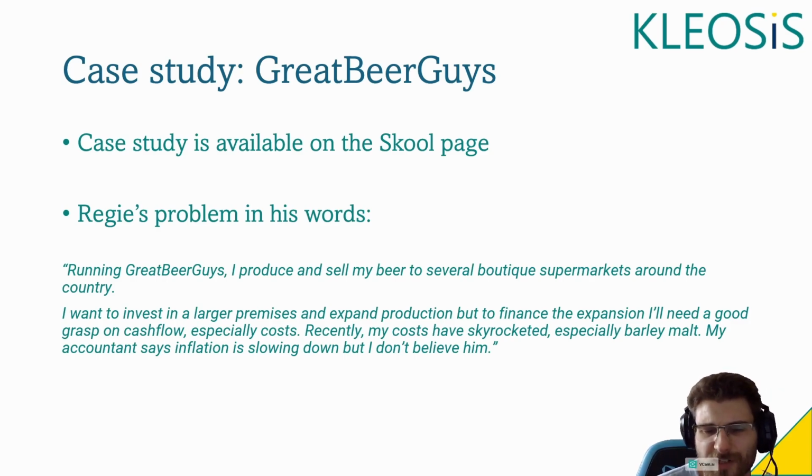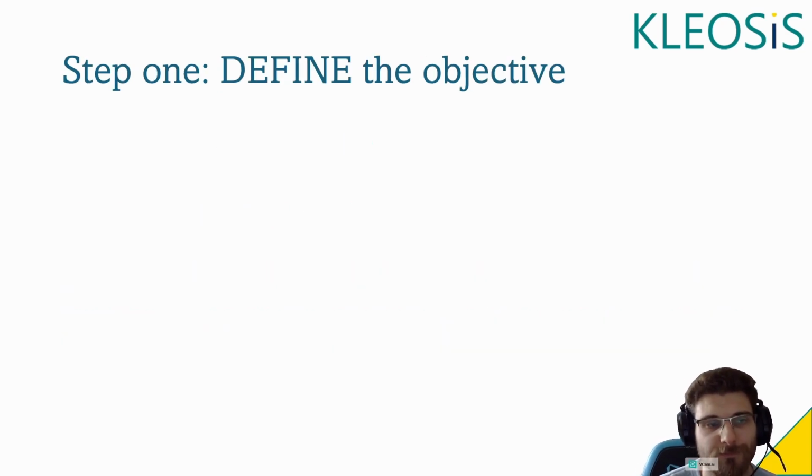And kind of recently, Reggie's been finding that his costs, especially barley malt, have really started to increase. We kind of saw this during the end of 2021, right? There was a shipping container crisis, and prices of all commodities went absolutely ballistic. But anyway, Reggie says that his accountant says that inflation is slowing down, and Reggie doesn't really believe his accountant.